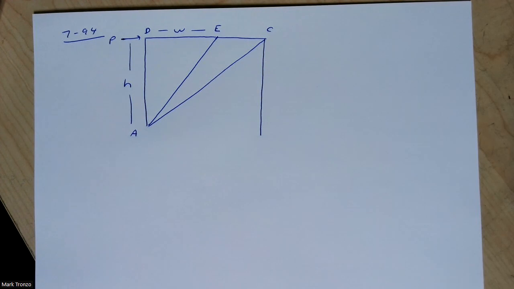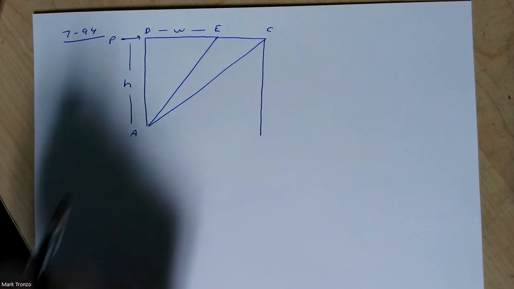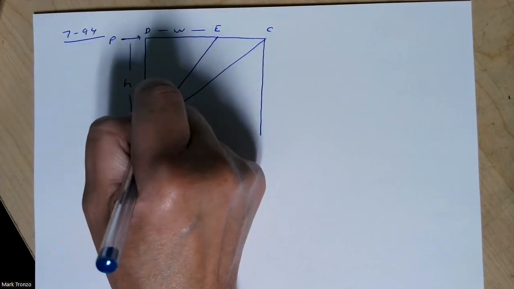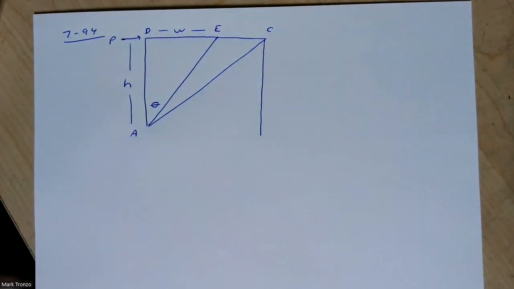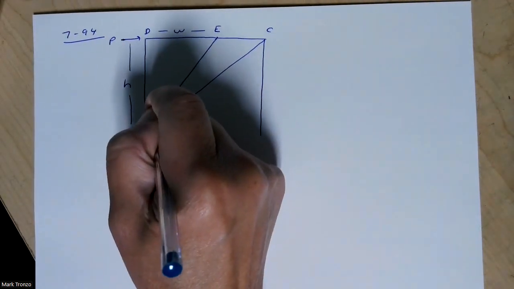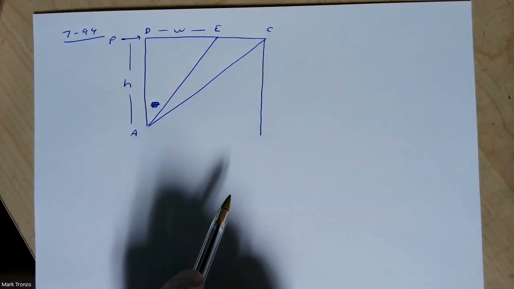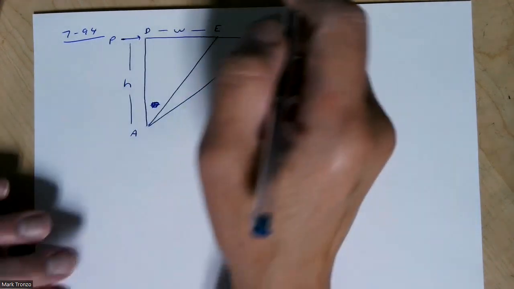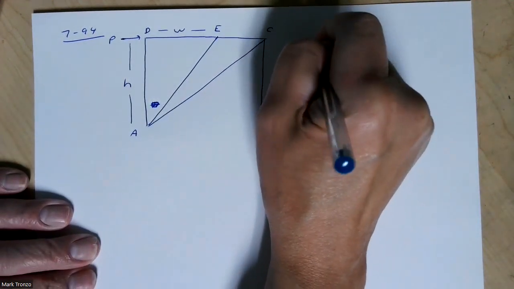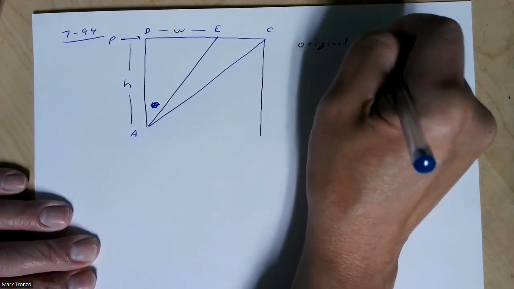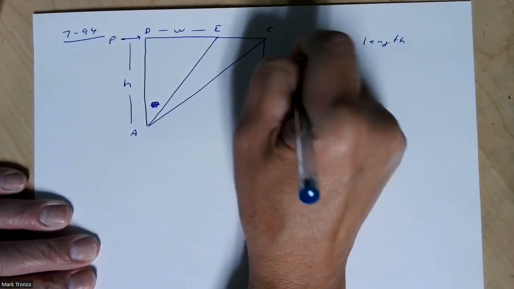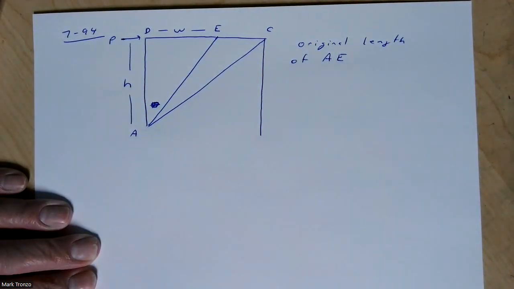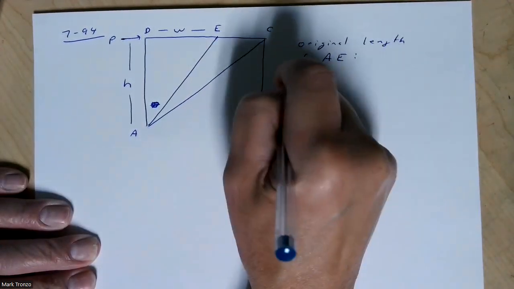So we have a structure something like this, and we have a force P applied here. And we have some kind of angle, I'll call it theta here. Excuse me, let's not do that yet. We'll just first look at the original structure. So first of all, we're going to need the original length of AE. Let me call that L1.